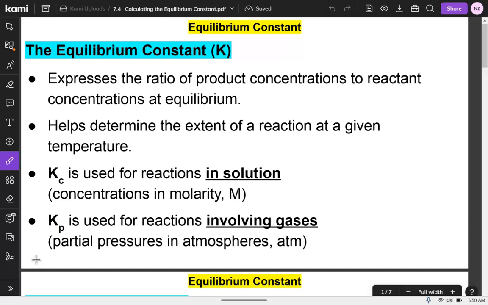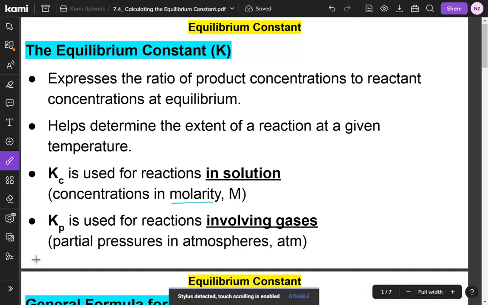We have two versions of the constant. We have Kc, which is used for reactions in solution. So when you see molarity, we're going to be using Kc. And then Kp is involved when we have gases. So when you see partial pressures or units of atmospheres, we're going to be using Kp.